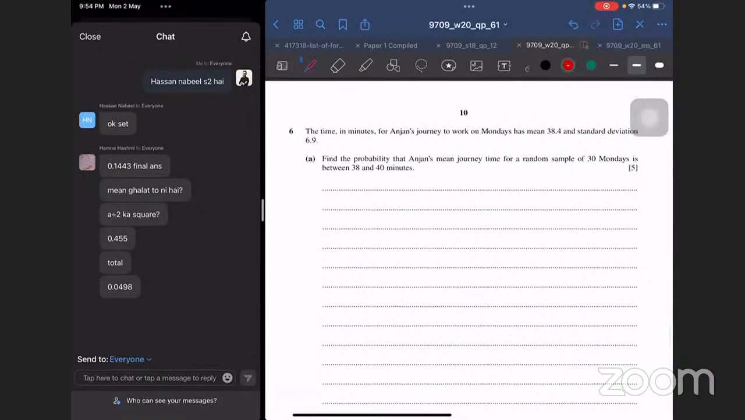Then it says the time in minutes for Amjan's journey to work on Mondays has a mean 38.4 and standard deviation 6.9. Find the probability that Amjan's mean journey time, for a random sample of 30, is between 38 and 40. So the distribution of x bar will be normal with mean 38.4 and variance 6.9 squared divided by 30. So I'm going to convert both sides to z values.